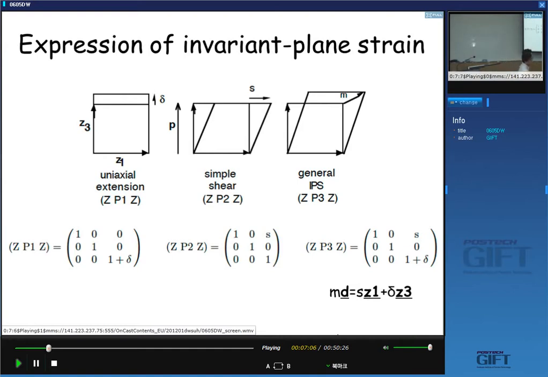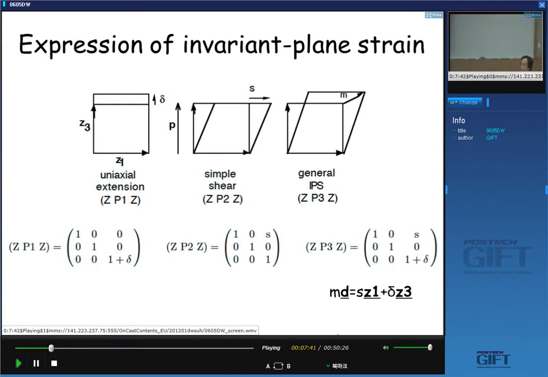So now let's go closer to the property of martensite. As I told you, the observed shape deformation of martensite transformation is accompanied by invariant plane strain. And as I told you, there are three kinds of invariant plane strain: simple dilatation, simple shear, and the combination of two deformations.